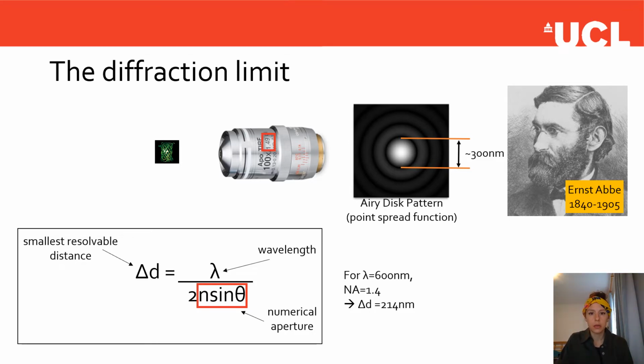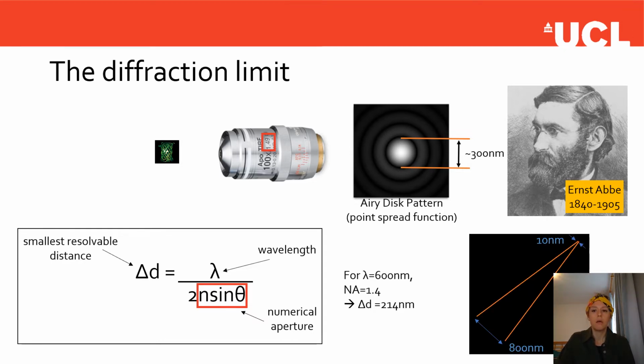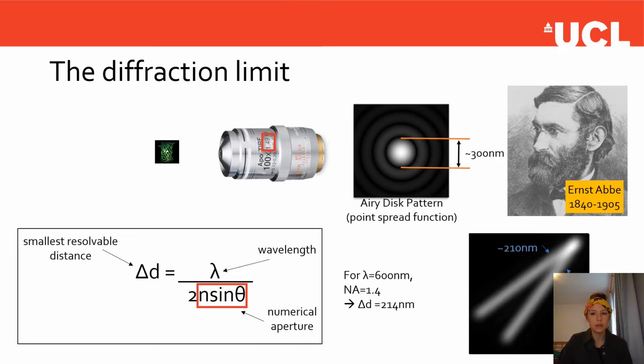And just to show an example of that, here's the structure that I've drawn. You should be able to see that it's a pair of lines that are getting closer together. At one end, they're 800 nanometers separated. At the other, they're 10 nanometers separated. If this object was imaged with a fluorescence microscope that was limited by diffraction, as we've seen here, then you'd get something that looks like this.